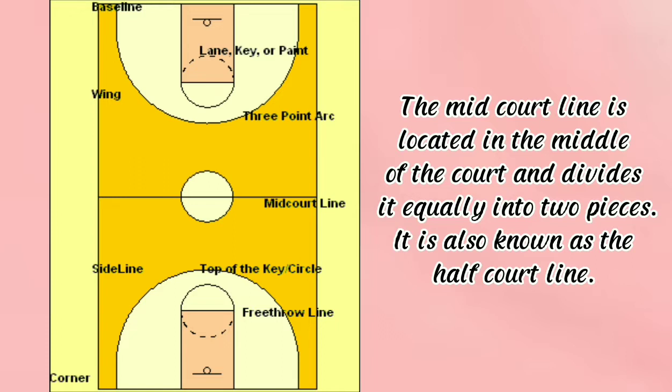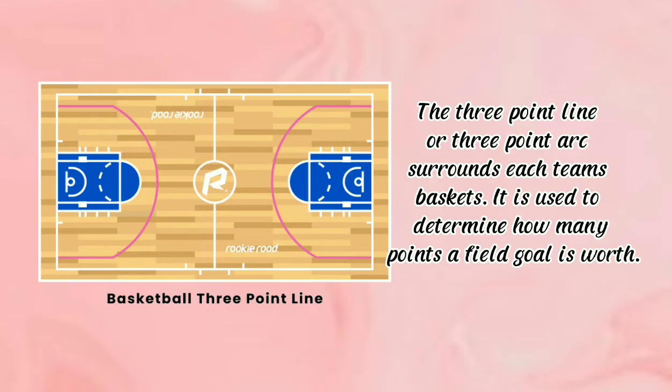It is also known as the half-court line. The midcourt line is used to equally divide the court and to call backcourt violations, which happen when a team with possession crosses midcourt and brings the ball back into their side of the court without the other team touching it. The three-point line or three-point arc surrounds each team's basket.